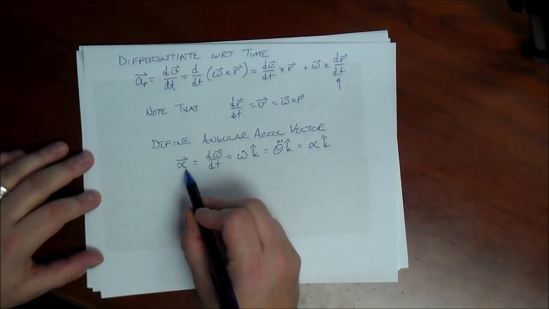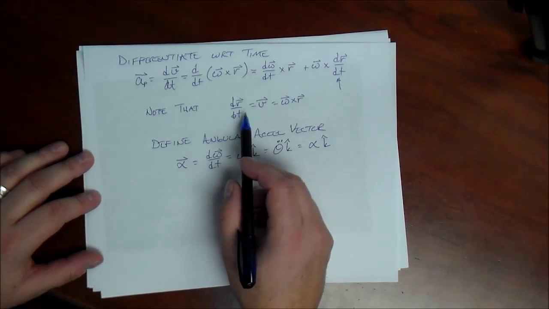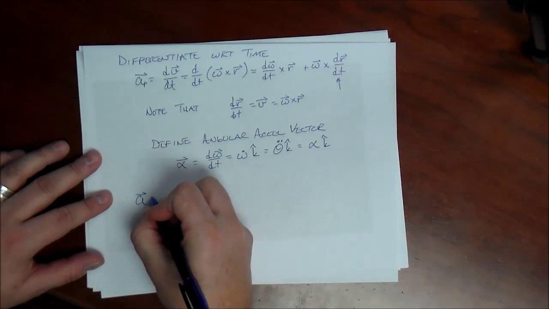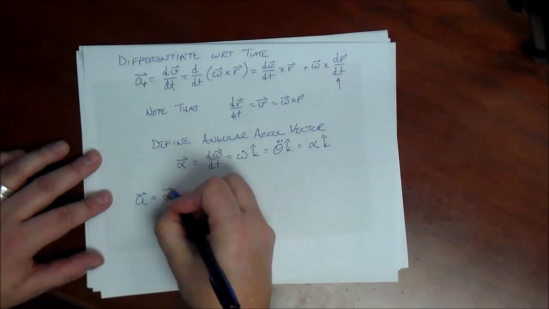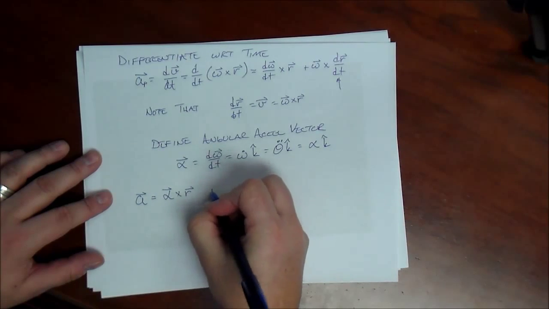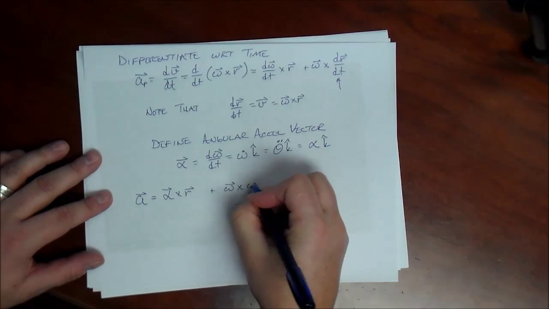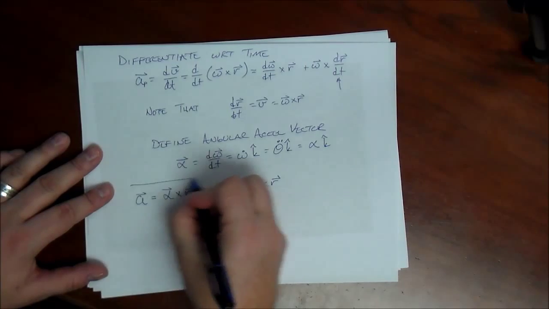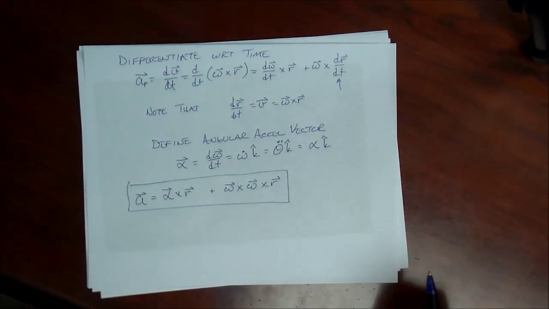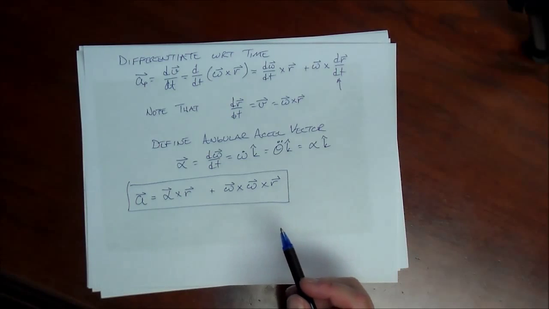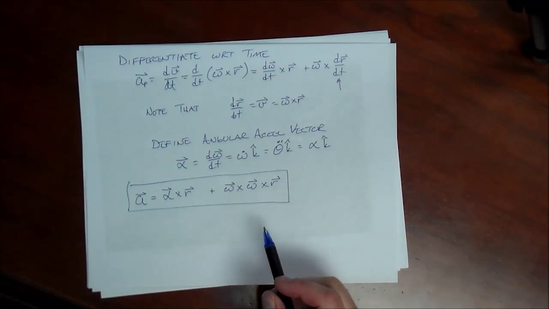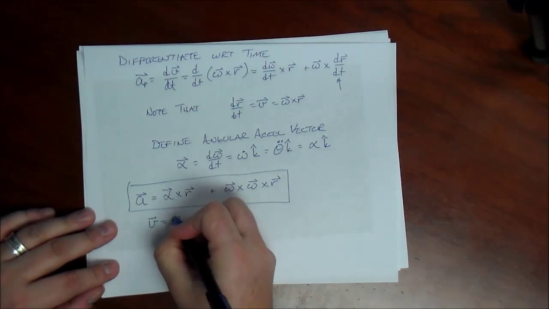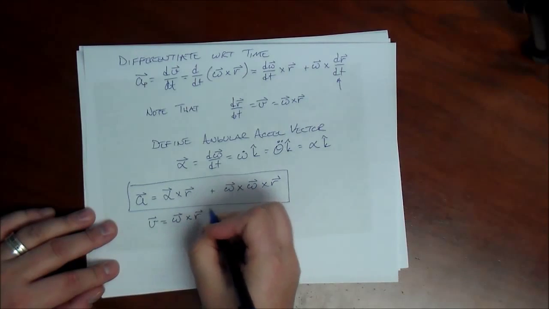Okay, so making use of this definition for the angular acceleration vector and noting this definition, we can write the acceleration for a point on a rigid body as alpha cross r plus omega cross (omega cross r). So that is an expression for the acceleration of any point on a rigid body undergoing rotation about a fixed axis. And that is paired with the velocity equation we saw a moment ago, which is the velocity is omega cross r.